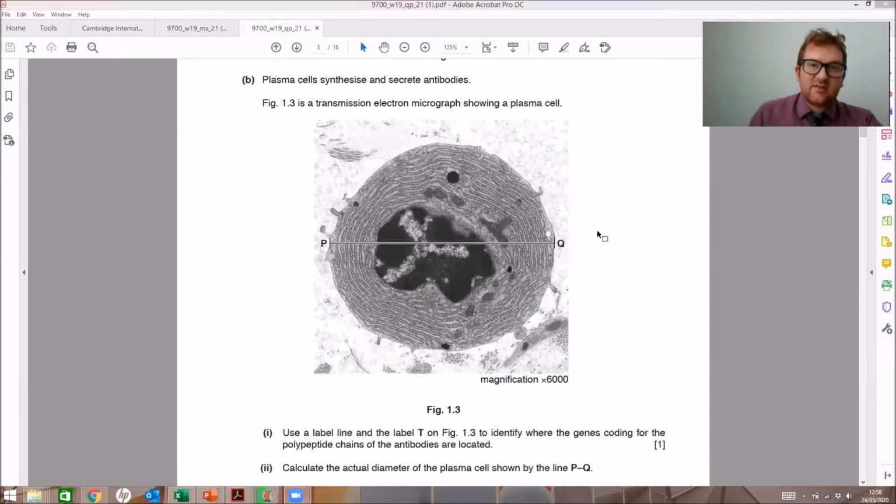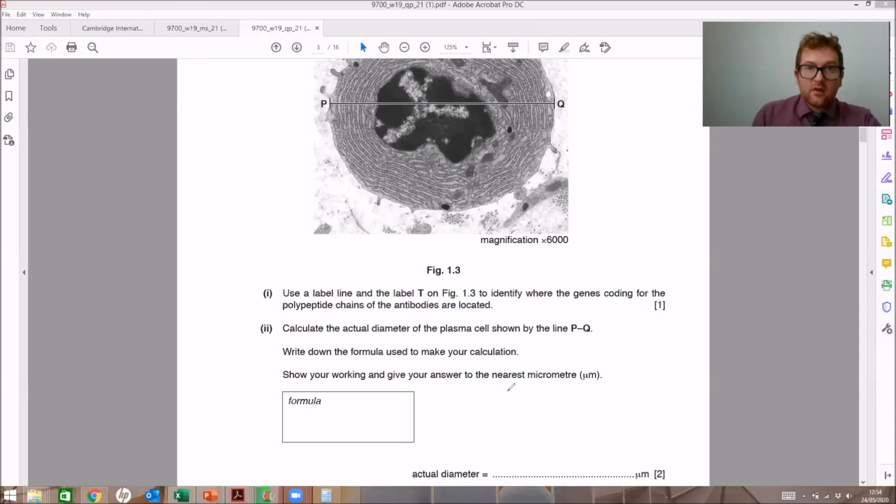Okay, excellent. Question B. Plasma cells synthesize and secrete antibodies. Okay. Figure 1.3 is a transmission electron micrograph showing a plasma cell. Okay. Use the label line and the label T on figure 1.3 to identify where the genes for coding the polypeptide chains are located. Okay. Well, as you know, these would take place in the nucleus. Okay, so anywhere in the dark shaded area with the label T. Okay, remember it's a straight line, no arrows, using a ruler, and you have to use the label T. An easy 1 mark.